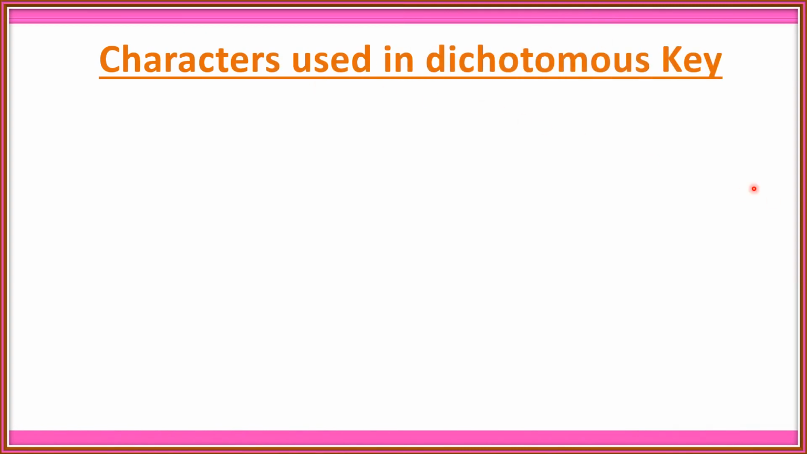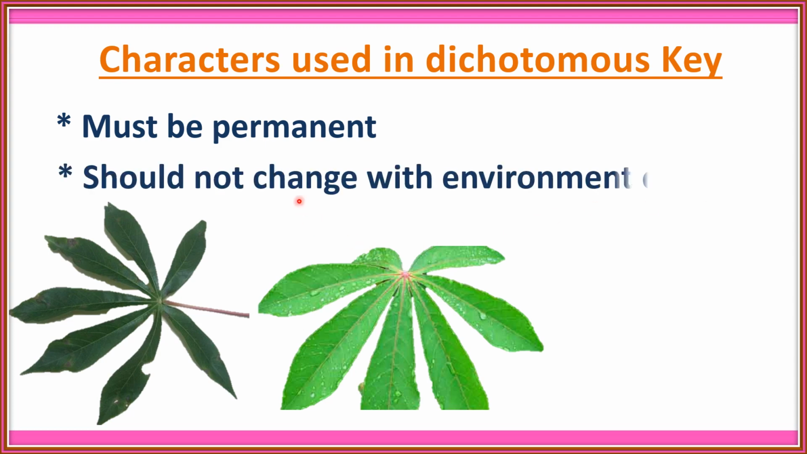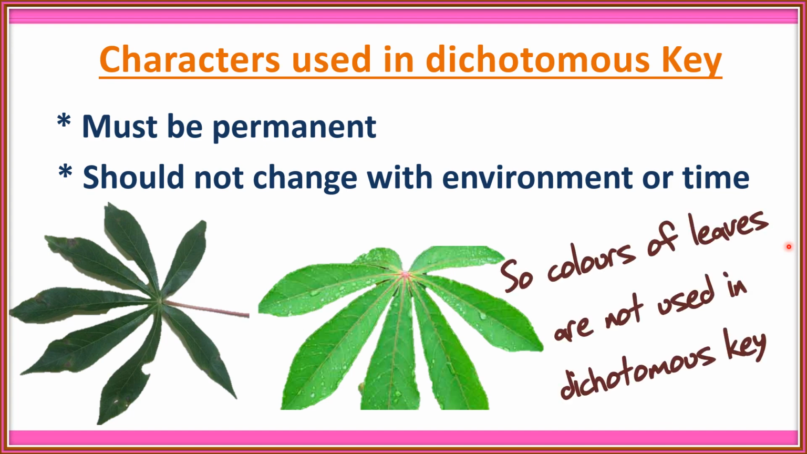Characteristics or characters used in the dichotomous key. One, they must be permanent. The characters that you are going to use for your dichotomous key must be permanent, meaning that they don't change. For example, if you look at these lobes, it is lobed. You look, it has a stalk. Those ones are permanent. They cannot change. They should not change with the environment or with time. Those are the characters that you are going to use.